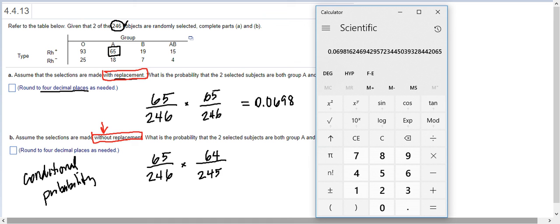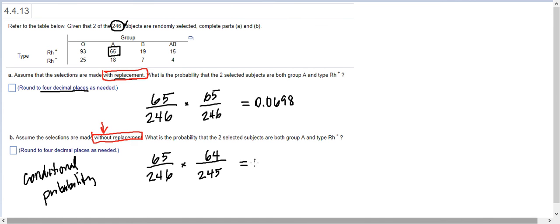So let me get the calculator back out. We'll see the probability is a little bit less now. All right, so 65 divided by 246 times 64 divided by 245. And now this time, see, the number is really close, but it does drop a little bit. At 4 decimal places, it's 0.0690. The 2 is less than a 5, so we just throw all those numbers away and we get 0.0690. So that's the difference between these two.